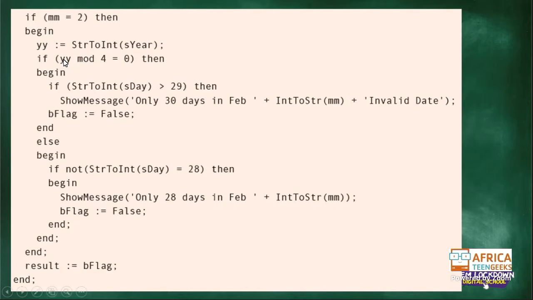So 4 mod 4, 4 divided by 4 is 1. I throw away the 1, I don't care, but I want to know if there's something left over. Let's look at another example. 5 mod 4. So in other words, 5 divided by 4, what is left over? 1. 6 mod 4, what's left over? 2. 7 mod 4, what's left over? 3. 8 mod 4, what's left over? Then 0 again. Okay, so what I want to know is, can 4 divide exactly into the year?